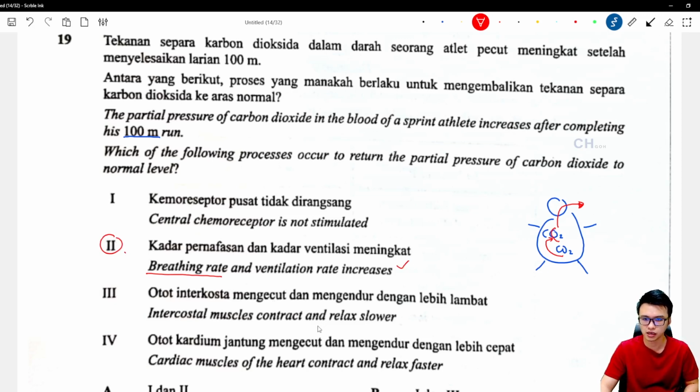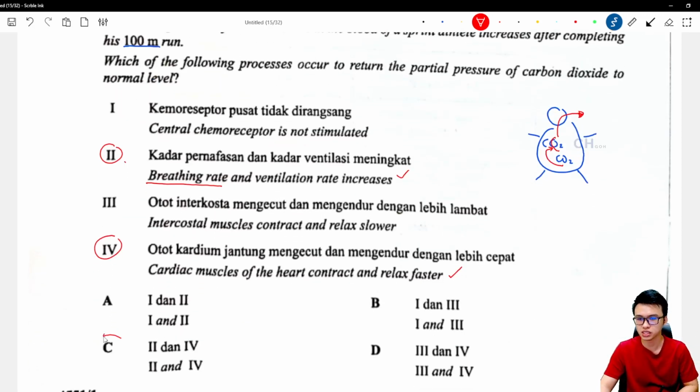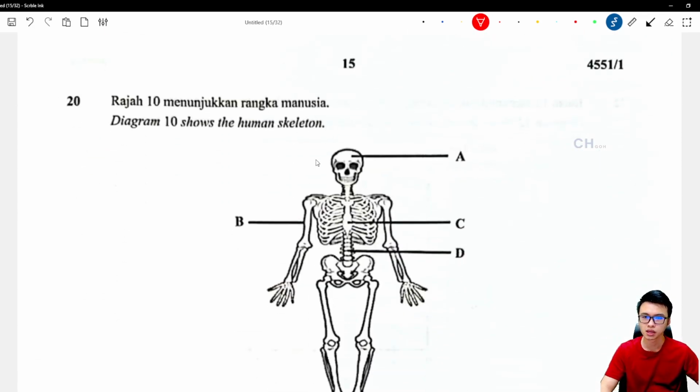And then the cardiac muscle of the heart contracts and relaxes faster. Yes, you want your heart to pump faster in order to send more blood to the lungs, so that more carbon dioxide is being diffused into the lungs. Alright, so 2 and 4. The answer should be C.